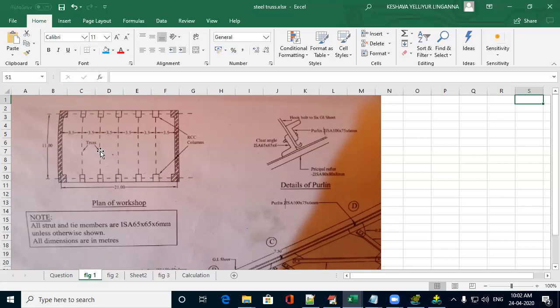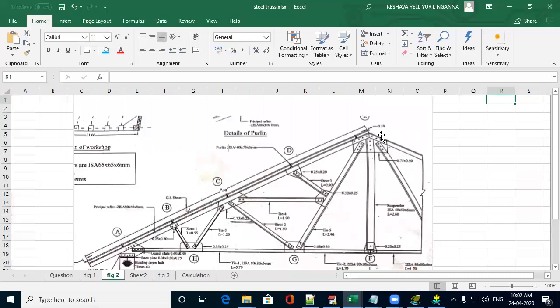Most of the time, all the trusses will be of same dimensions, same elements. So if you calculate for only one truss, and then multiply it by 5, you will get the quantity of 5 trusses. And whatever you are seeing here, the same thing will be replicated on the other side, as I have said earlier.